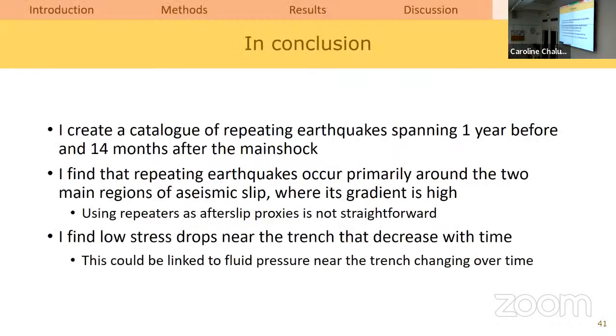So, to conclude my talk, in conclusion, I have created a catalog of repeating earthquakes that spans 1 year before and 14 months after the main shock. And I find that the repeating earthquakes occur primarily around the two main patches of afterslip, where the afterslip gradient is high. And so this means that using repeaters as proxies for the afterslip in this region is kind of complicated and not really straightforward. Additionally, I find that we have low stress drops near the trench, and that these stress drops decrease with time, which we associate with a fluctuation in the pore fluid pressure near the trench.